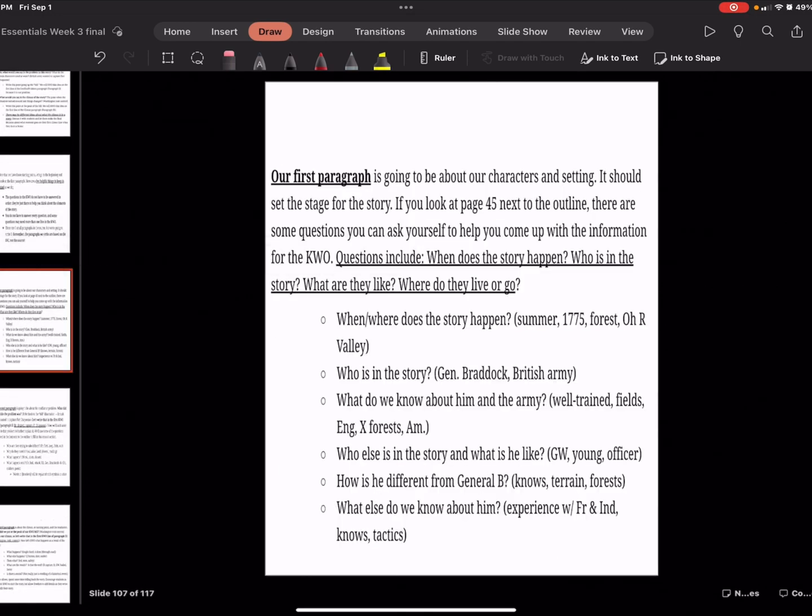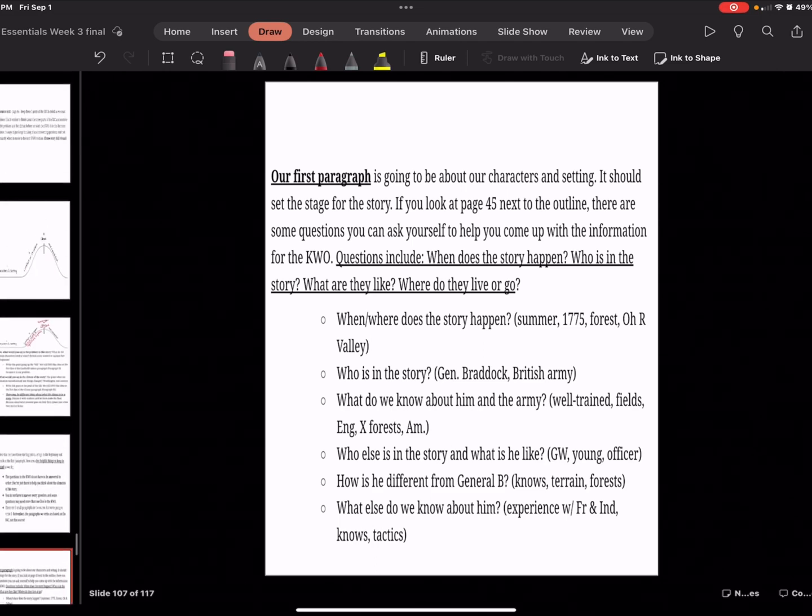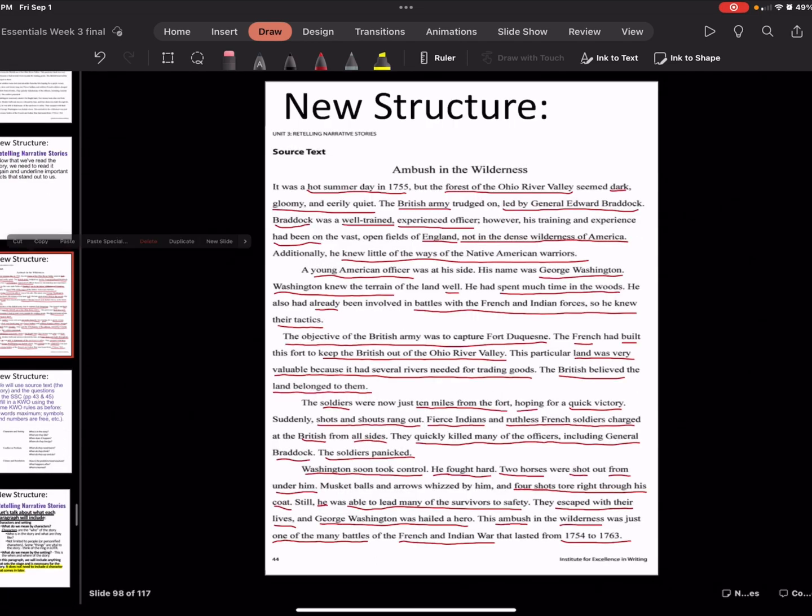Okay. How is he different from General Braddock? He knows the terrain and he knows the forests. What else do we know about him? He's experienced with the French and Indian Wars, and he knows the tactics of the Native Americans, I believe is what it said. Let's go back and make sure. It says battles with the French and Indian forces, so he knew their tactics.